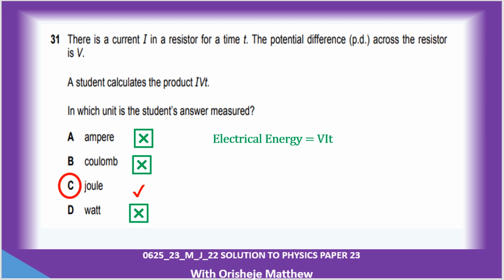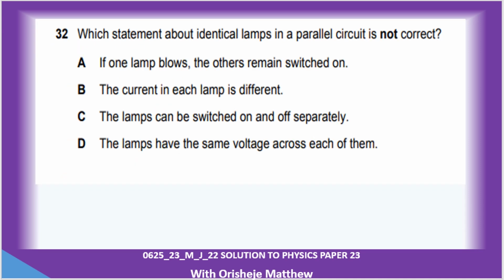So question 32. Which statement about identical lamps in a parallel circuit is not correct? Identical lamps in a parallel circuit. That means the same current will flow through them, since they are identical lamps in parallel. We are looking for the statement that is not correct. The same current will flow through them.